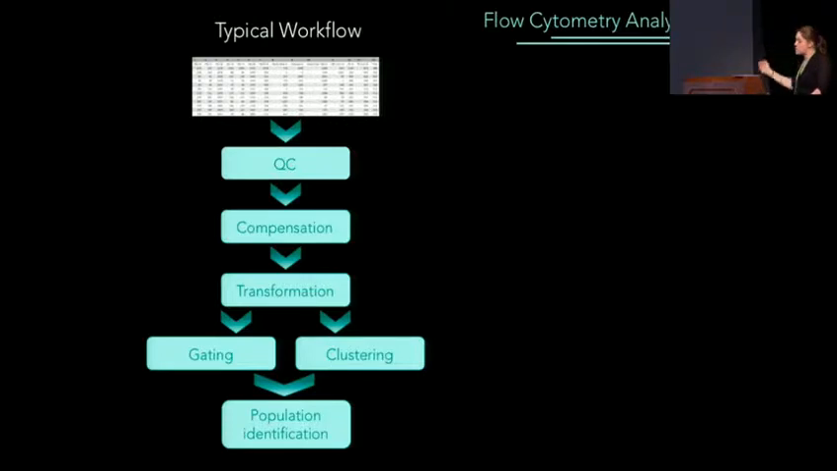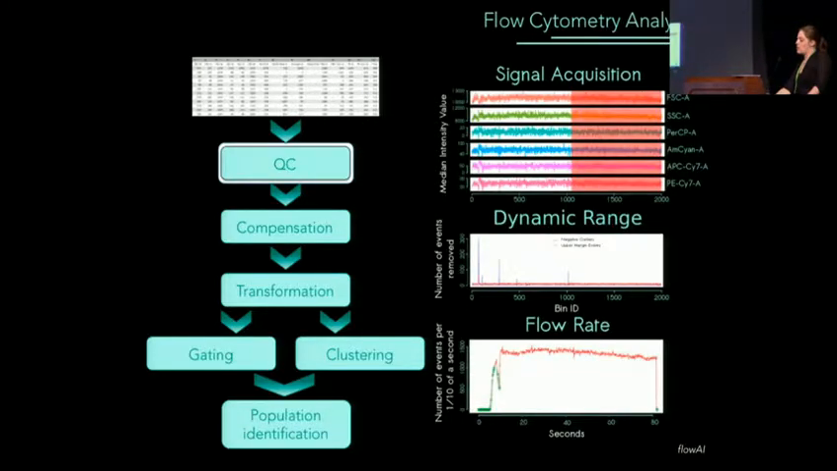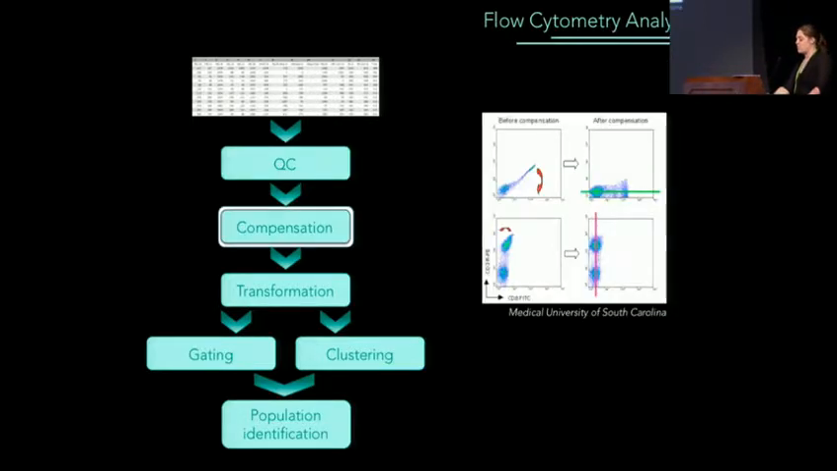You have a QC step, then you do some manipulation of your data so you can actually analyze your data, then you analyze your data, and then you get to the population of cells that you wanted to identify. So for QC, we use data from the flow cytometer, so you're looking at signal acquisition, dynamic range, flow rate, a bunch of things I'm not going to go into detail. Then you do compensation, which is basically correcting for overlap of fluorescence emission spectra.